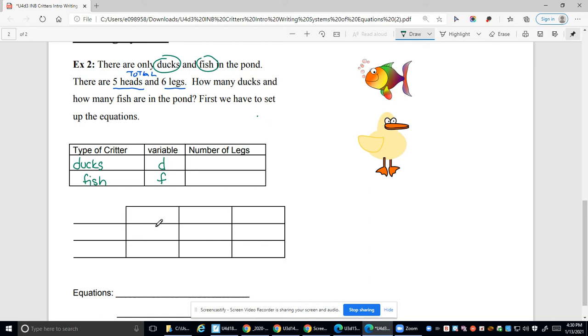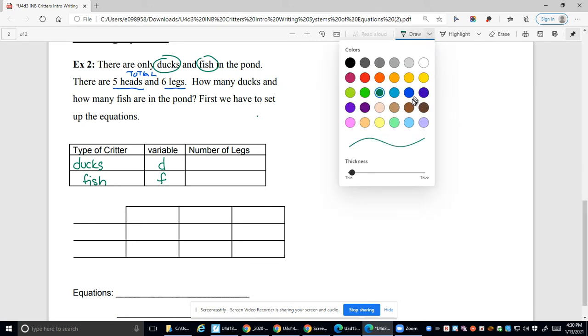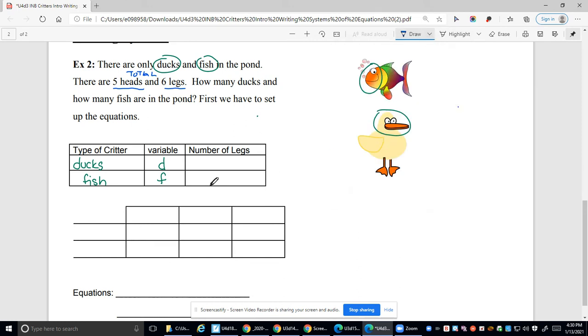Okay, so heads and legs. We definitely know that the duck has 1 head, right? Got it. And the fish has 1 head, right? Now, if we look at the legs, that duck is sitting there with 1 and 2 legs. And the fish, those are flippers. They don't count. So there are 0 legs for the fish, right? Let's go ahead and set it up.